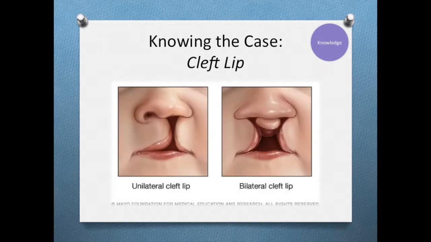Cleft lips occur in about 1 in every 700 births, and they develop in early pregnancy when the sides of the lip and roof of the mouth do not fuse together as they should. The degree of the cleft lip can vary from a mild notching of the lip to a severe large opening from the lip up through the nose. A cleft can either be on one side, called unilateral, or both sides, bilateral. Although the exact cause is unknown, genetics as well as environmental factors play a role. Being of Asian ethnicity or being male may also be predisposing factors in the development of a cleft lip.